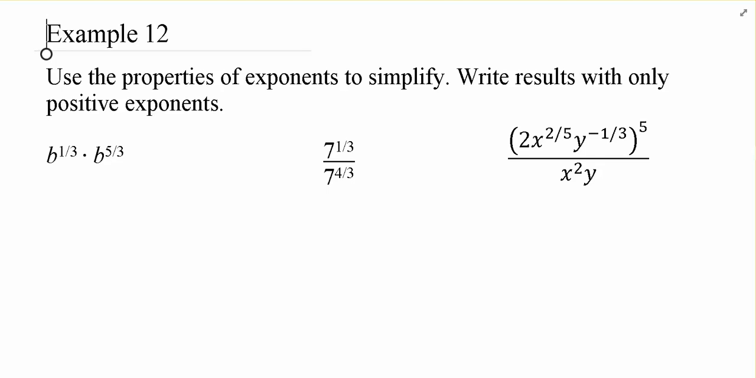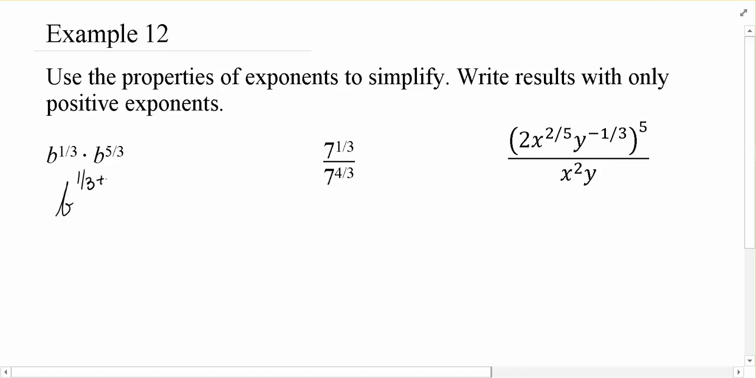Now, please note though that your answer does need to have positive exponents. So if you end up with a negative exponent for some reason, you're going to rewrite it as a positive one using the rules. So the first rule here, we have b to a power times b to a power. We're supposed to add those powers together. So that's 1/3 plus 5/3. If we add those together, we get 6/3. 6/3 is 2. B squared. That's it. We didn't do anything with radicals.